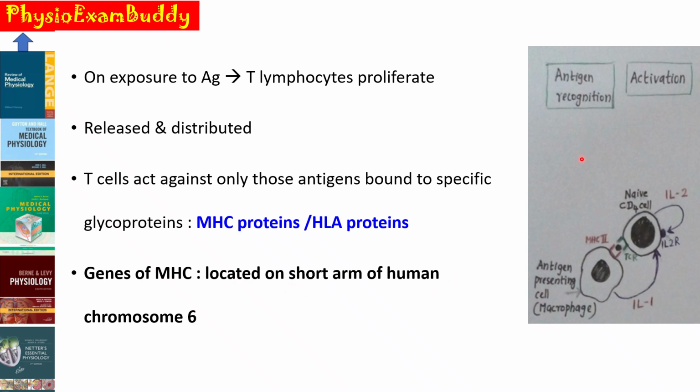So the first step is antigen recognition as well as processing. That is, the antigens which bear the particular protein, MHC protein or the HLA protein, will only be recognized by our T cell. So this is the antigen which bears the MHC2 protein. Then only the antigen will be recognized by our CD4 helper cell.